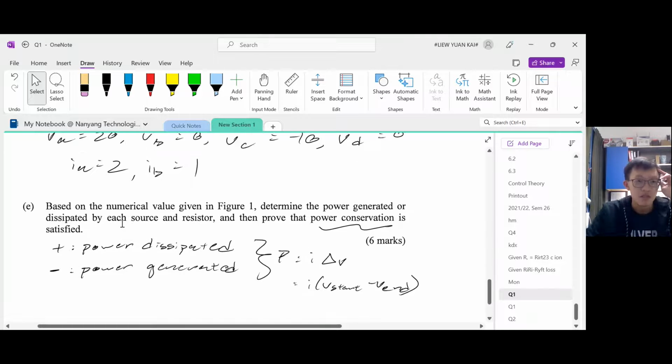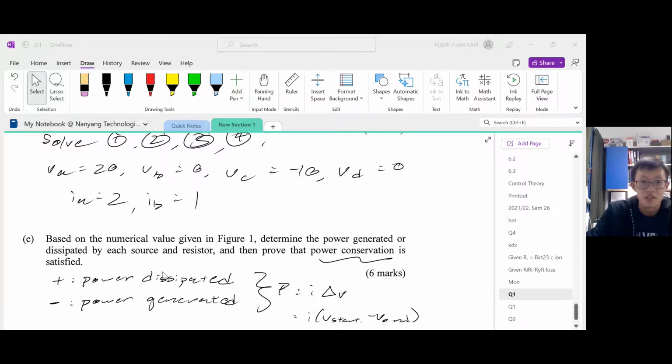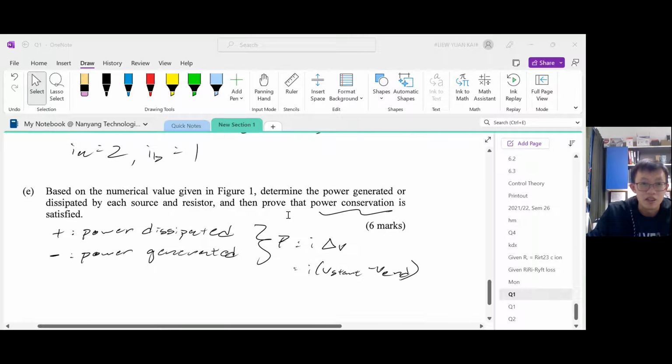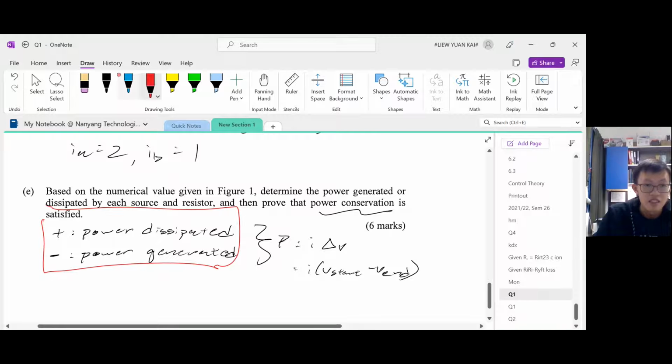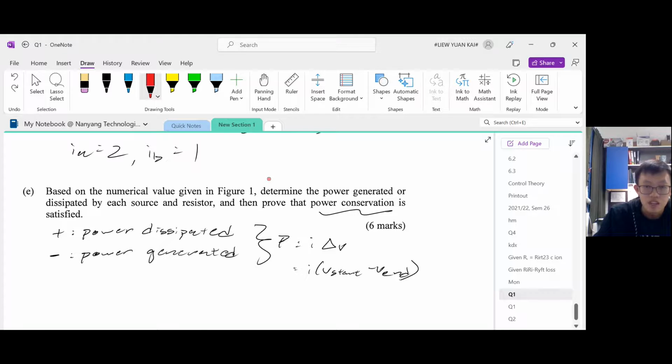Okay. So based on the numerical values that we got from figure 1, determine the power generated or dissipated by each resistor. When you encounter this kind of question, I strongly suggest you write this out. You must put a legend for the examiner: positive power means power dissipated, and negative power means power generated. It's just for clarity's sake. For the power, we shall use the formula P is equal to I delta V, where delta V is V start minus V end. You must strictly follow this formula.